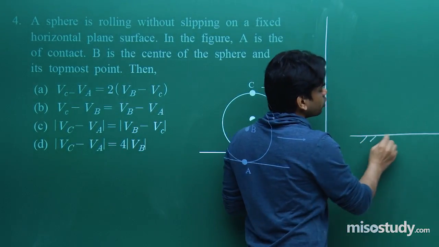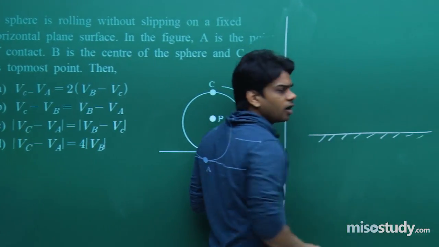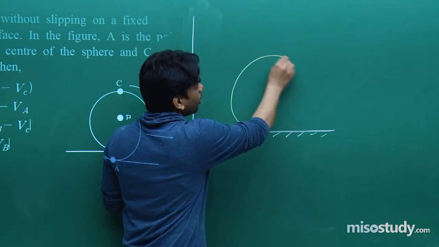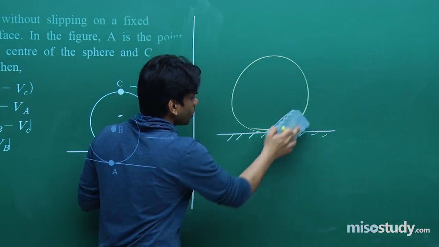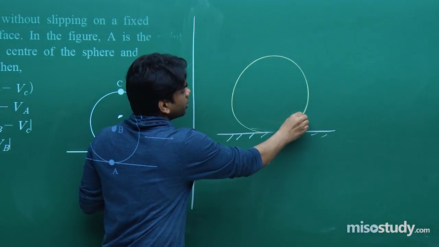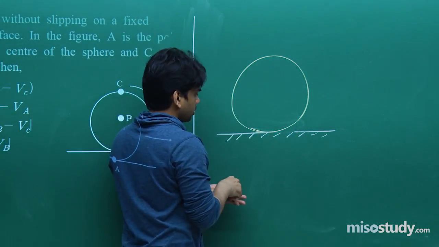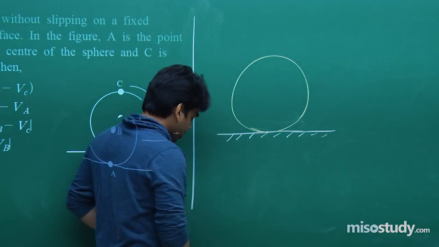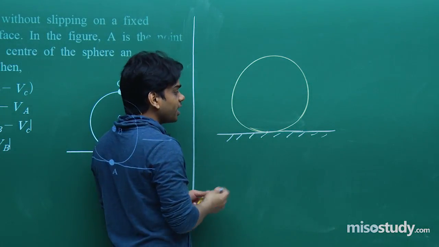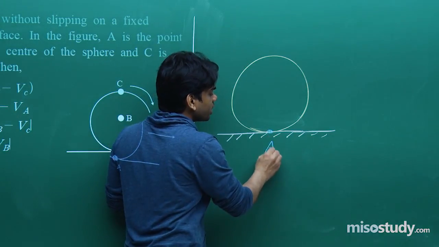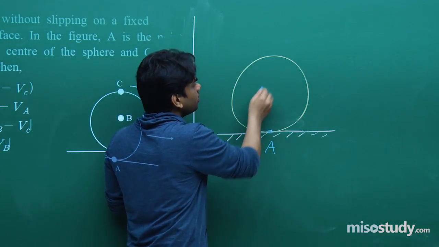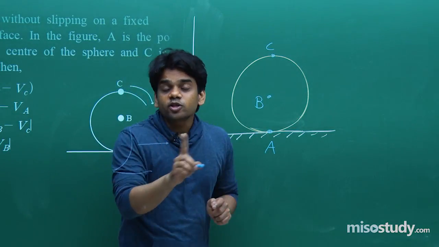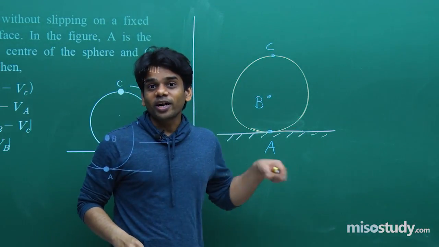Already we know the case of a ring, we have discussed it already. What about sphere? Let's discuss the case of sphere. Again, the 3 points that we have marked on its surface, point A, point B and point C. We have 3 points. Recall the case of ring. Try to connect it from there.